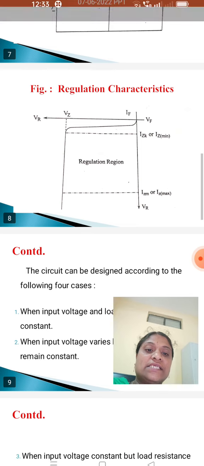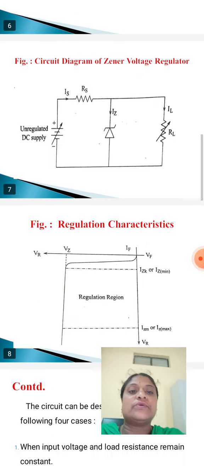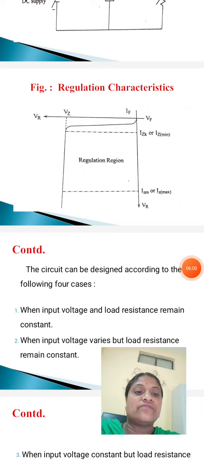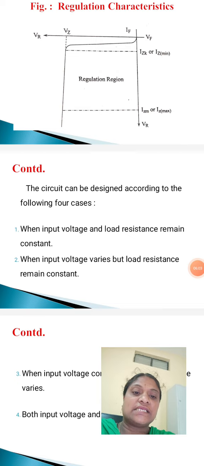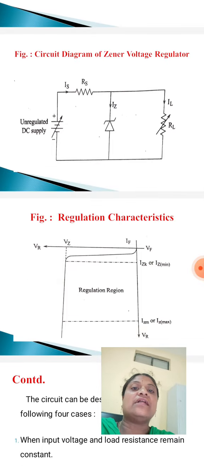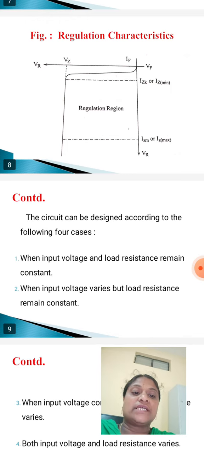This circuit can be designed according to the following 4 cases. Vin is the input voltage, that is, the unregulated DC power supply voltage, and the load resistor is RL. Input and load both may vary, but we can select 4 cases for the design of the Zener voltage regulator.